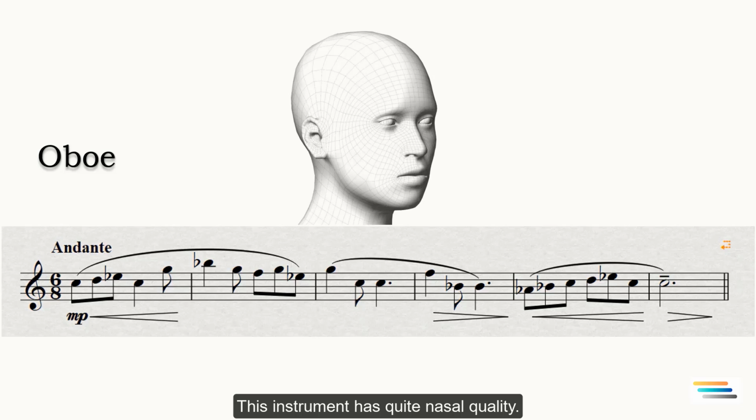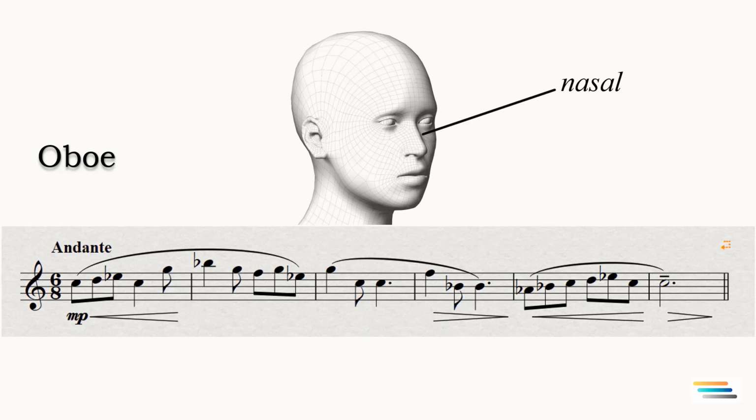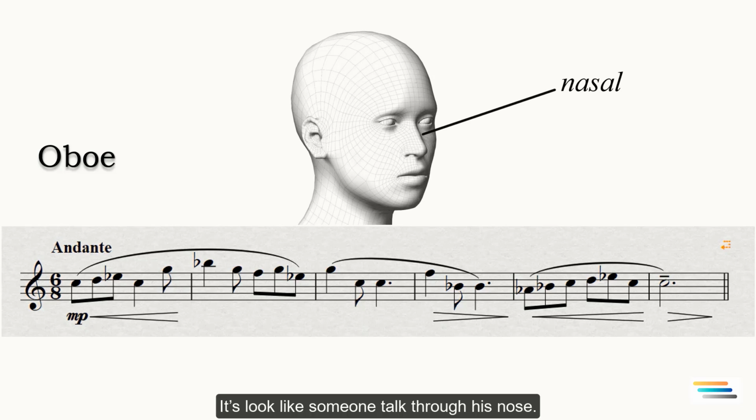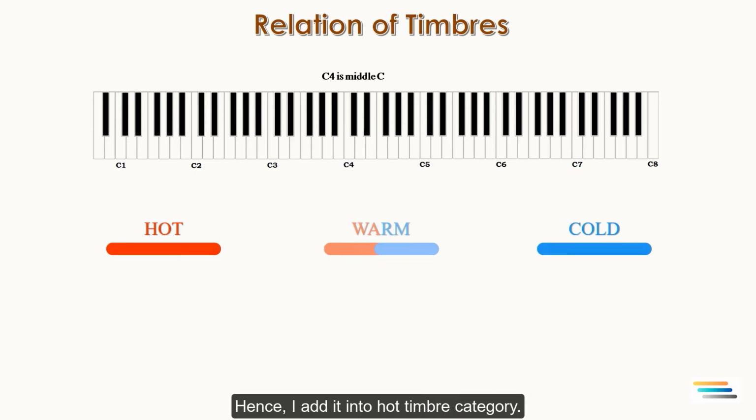This instrument has a quite nasal quality. It looks like someone talks through his nose. The oboe has a hot tone color, hence I add it into the hot timbre category.